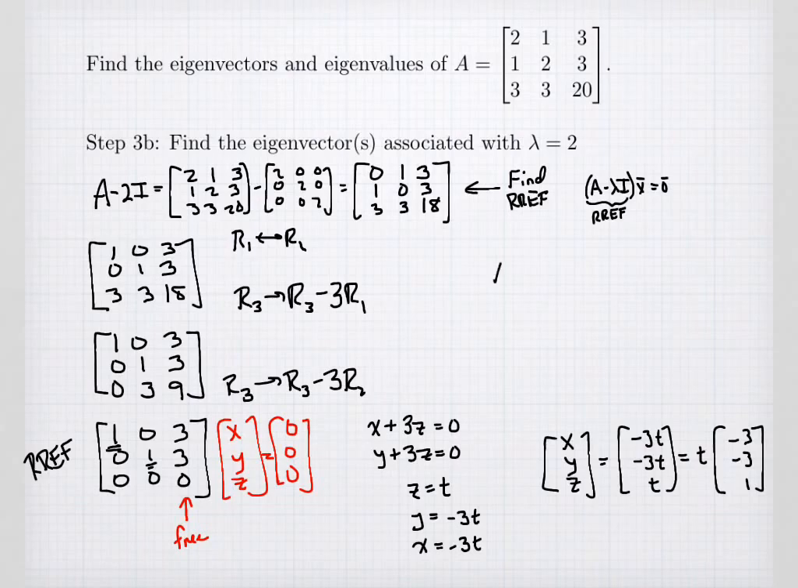So any multiple of negative 3, negative 3, 1, is an eigenvector with eigenvalue lambda equals 2.